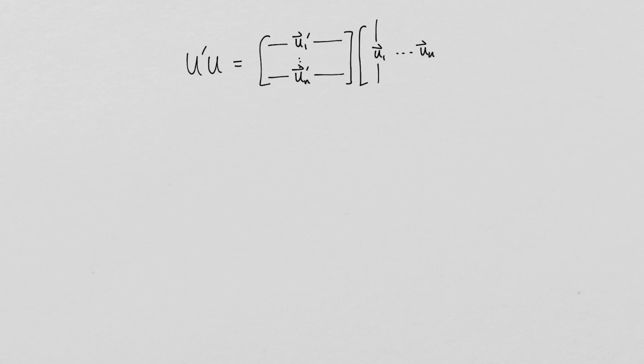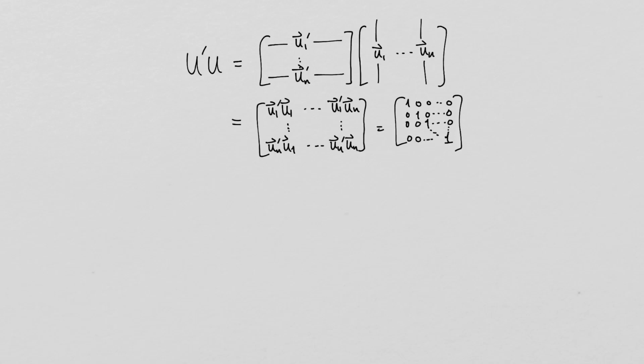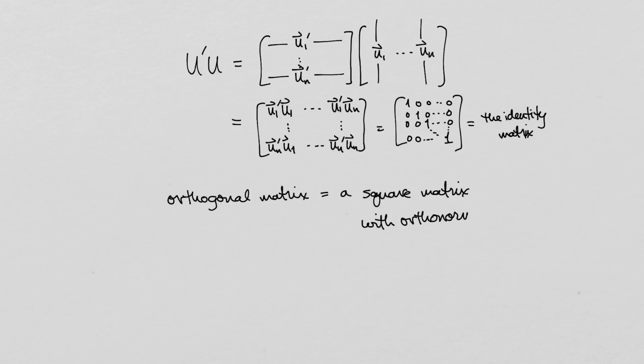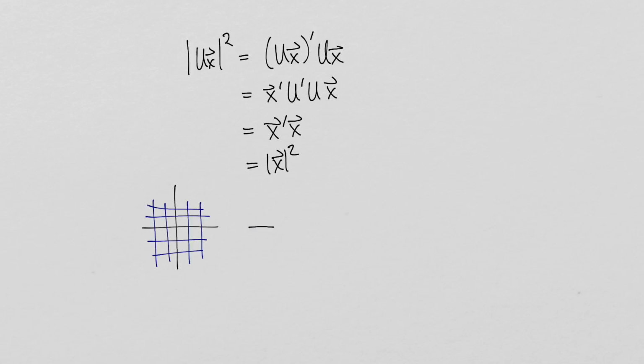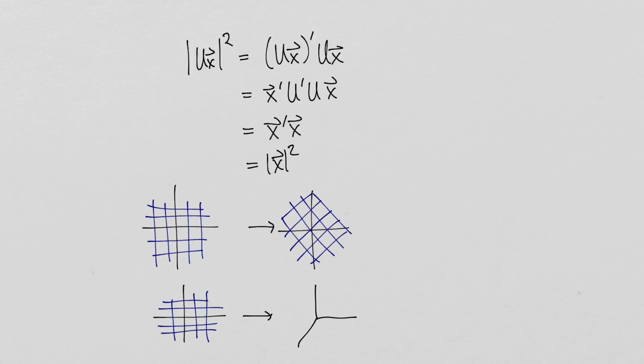Equivalently, a matrix with orthonormal columns satisfies U transpose U equals the identity. A matrix with orthonormal columns which is also square is called an orthogonal matrix. Matrices with orthonormal columns preserve length, so you can think of them geometrically as rotations.